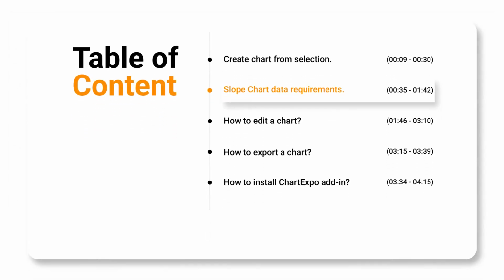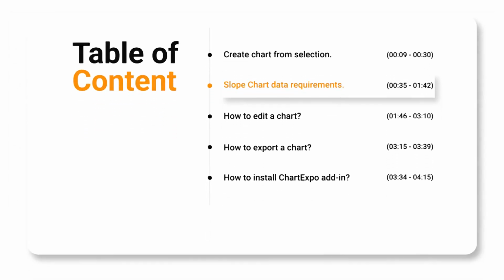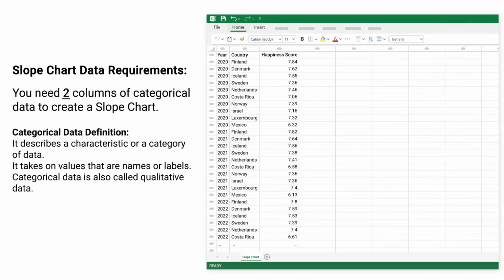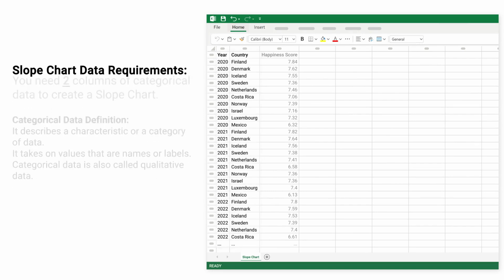Slope chart data requirements. You need 2 columns of categorical data to create a slope chart. Categorical data definition: it describes a characteristic or a category of data. It takes on values that are names or labels. Categorical data is also called qualitative data.